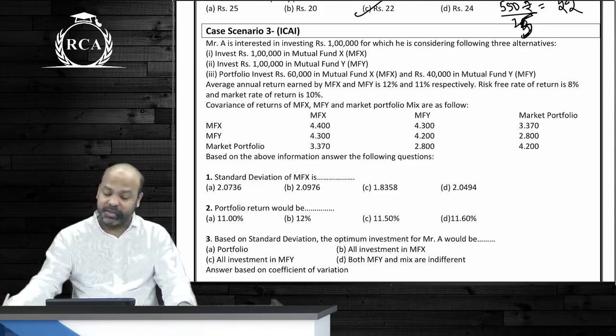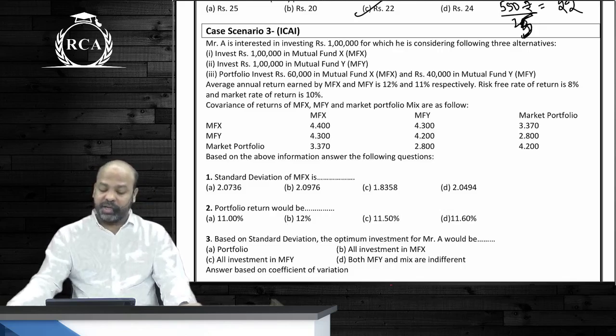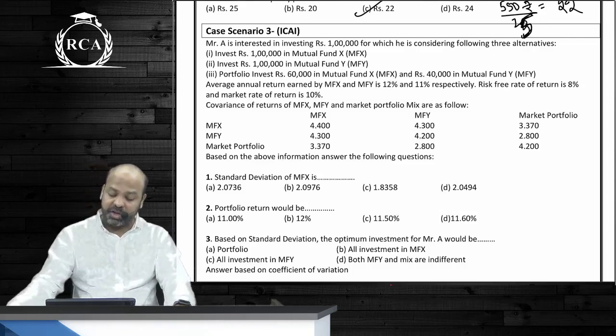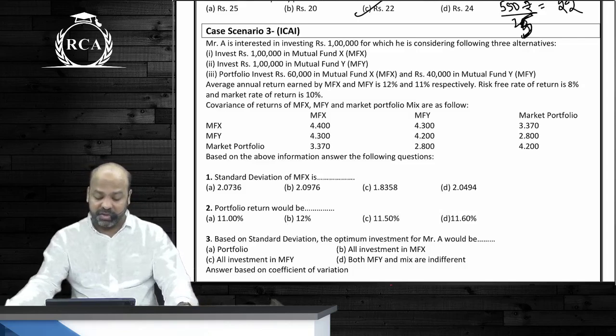Mr. A is interested in investing rupees 1 lakh, for which he is considering the following 3 alternatives. We did a similar question in the class already, guys. Invest rupees 1 lakh in mutual fund X, invest 1 lakh in mutual fund Y, invest 60,000 in X and 40,000 in Y. Average annual return of X and Y is given. Risk-free rate of return is 8%. Market rate of return is 10%. Covariance of returns of X and Y and market portfolio mix are given. Based on the above information, answer the following questions.